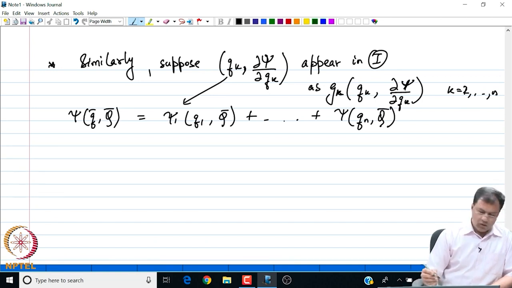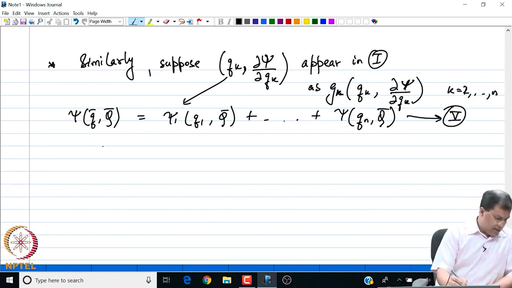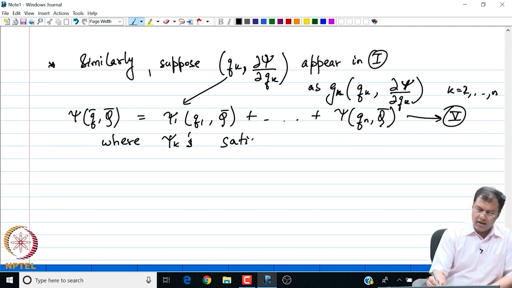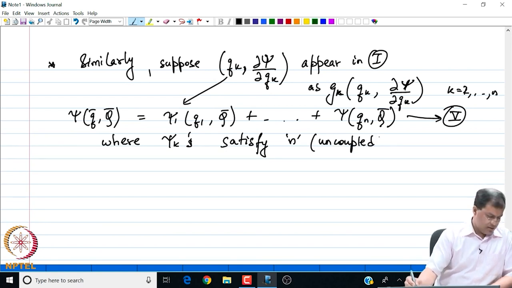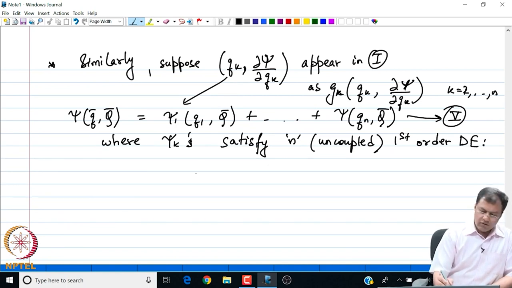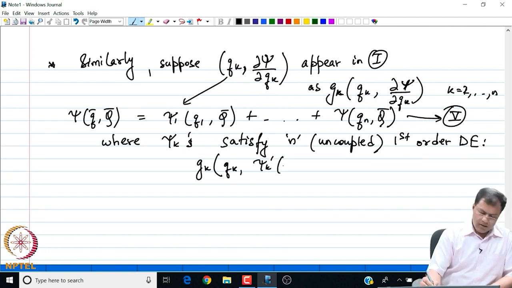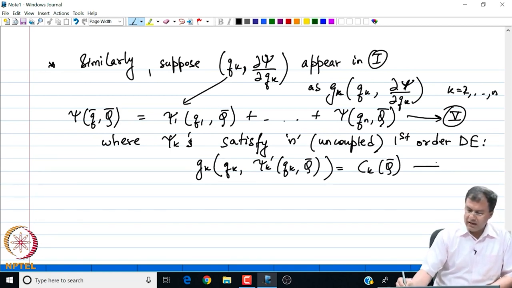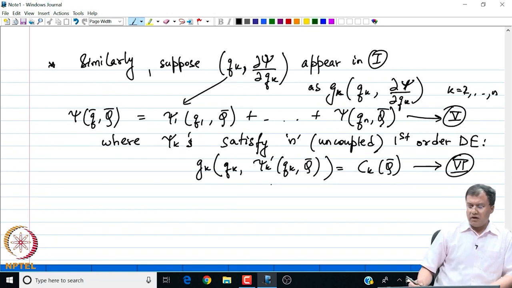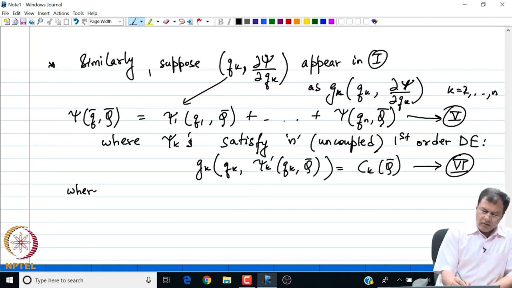Okay. So let me call this expression 5, where my functions psi k satisfy n uncoupled first order differential equations of the form g k of q k comma psi k prime of q k comma q bar equal to c k of q bar. In a similar fashion, we will have the first order differential equation for each component, like we did for the first component, right. Where it turns out that the c k are not independent.